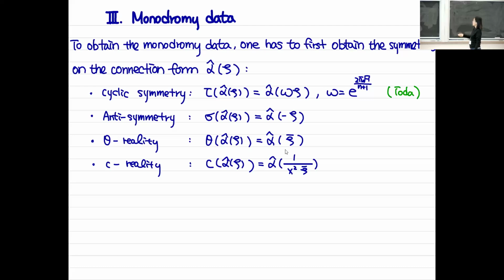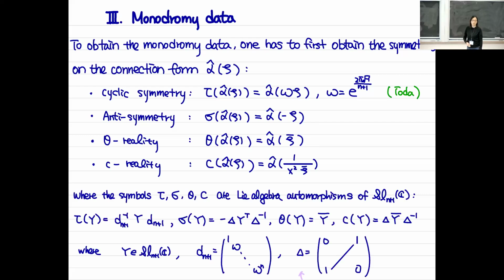And the anti-symmetry is now expressed like this, theta and C reality. Those tau, sigma, theta, C are algebra automorphisms. They have very concrete expressions and they are quite simple. They are conjugations by some constant matrix, and then on the coefficients themselves, sometimes you have to do a transpose, sometimes a bar, but in general the formulation is not very difficult. It's very clear and very concrete.